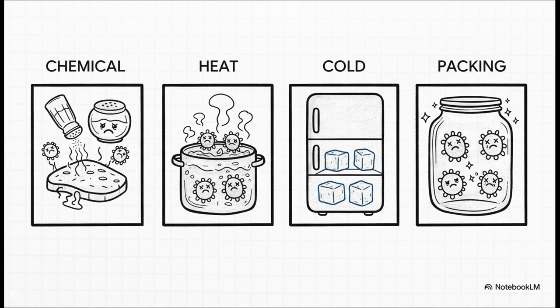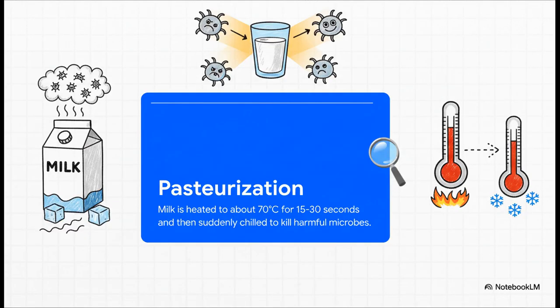Every single one of these methods is designed to create an environment where the harmful microbes just can't thrive. Adding salt or sugar, for instance, sucks the moisture right out of them. Boiling just cooks them. And putting things in the fridge slows their growth down to a crawl. And look who's back, Louis Pasteur.